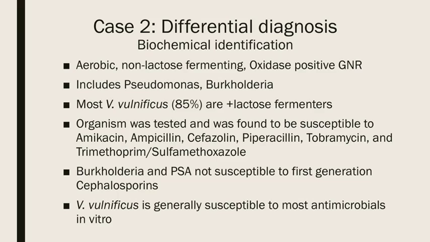So the organism was tested and was found to be susceptible to amikacin, ampicillin, cefazolin, piperacillin, tobramycin, and Bactrim. However, Burkholderia and Pseudomonas are not, of course, susceptible to first-generation cephalosporins. And Vibrio vulnificus, of course, is generally susceptible to most antimicrobials in vitro. Vibrio parahaemolyticus, many strains are resistant to ampicillin, incidentally. So that's the one that tends to be a bit more resistant.